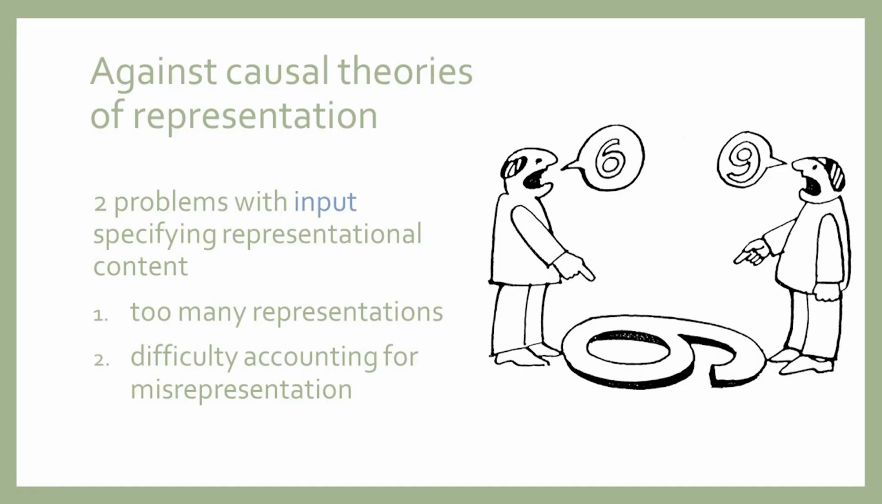That's the cause. There are also many causal relations that aren't representations. So a sunburn, for example, doesn't represent the sun, even though it's caused by the sun and sitting out too long without any sunscreen. We would need some non-arbitrary way to specify which causes under what conditions count as representations. Second, causal theories have difficulty with misrepresentation.